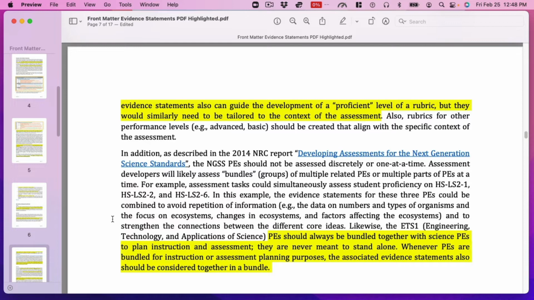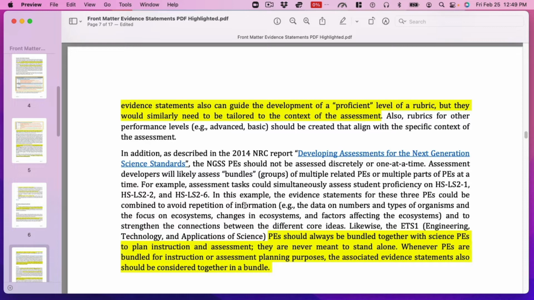They could be used, however, to develop that proficiency level. So if we know that a student should be able to demonstrate these skills around this performance expectation, I could use that to help develop a proficiency level for a rubric. However, I also know that all those performance expectations need to be bundled together when you're planning instruction or assessment.